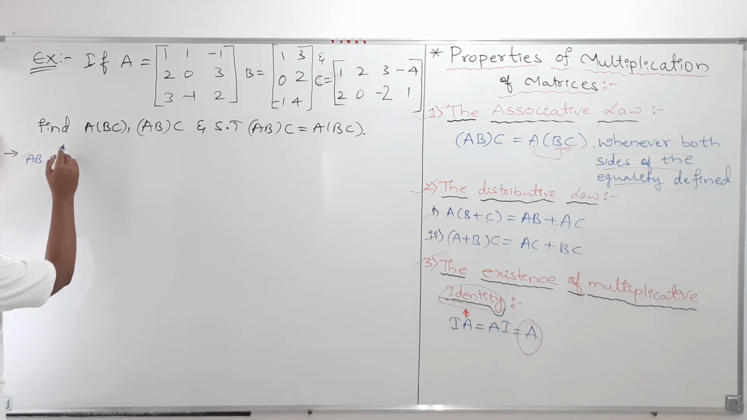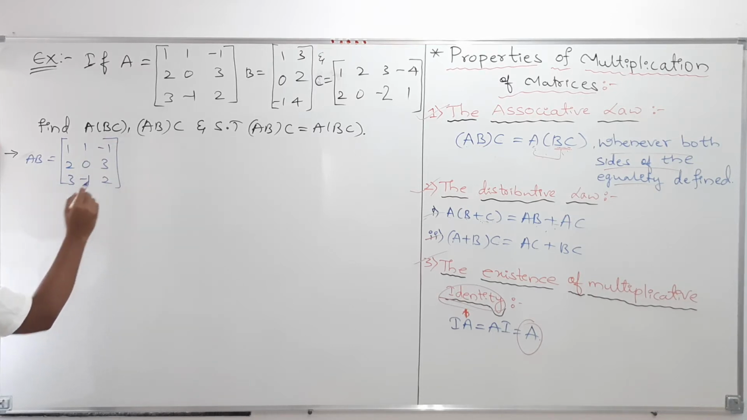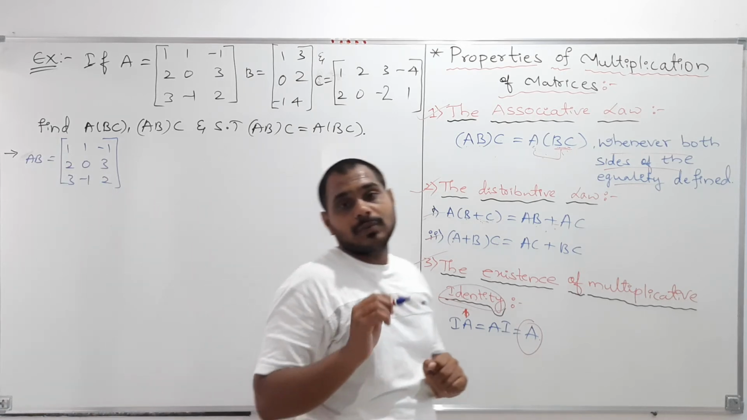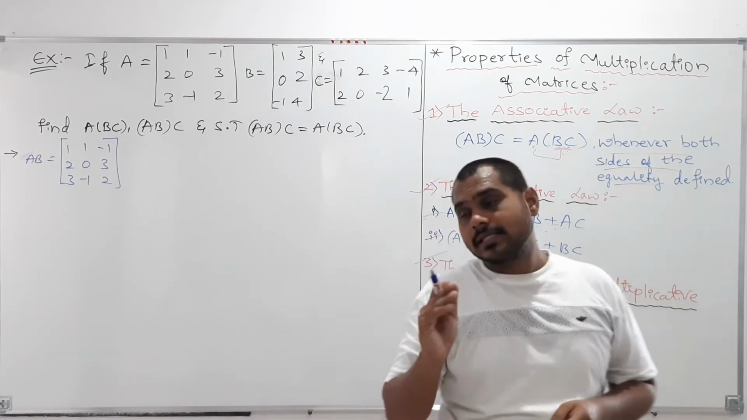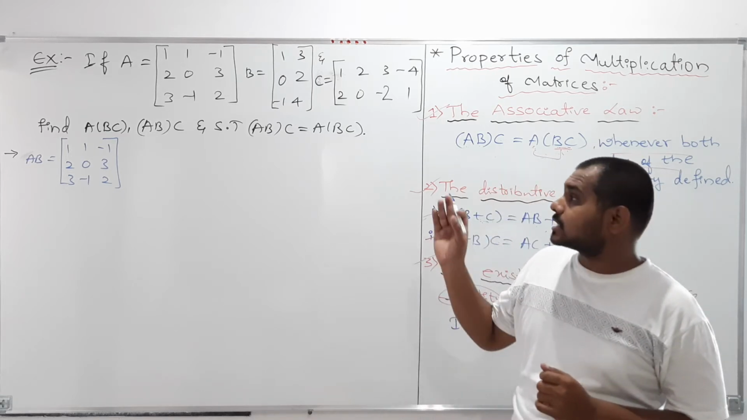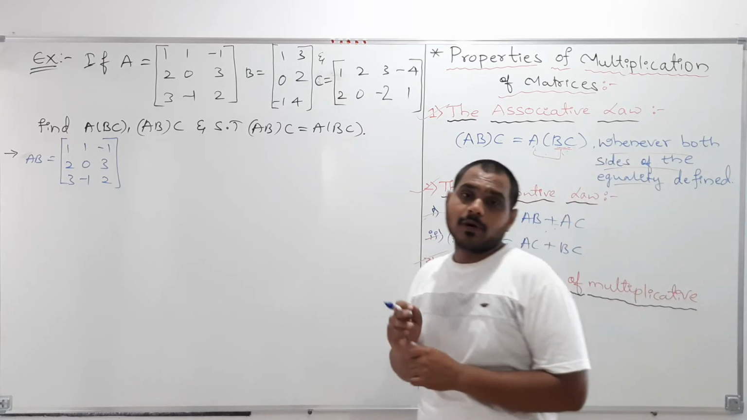AB is equal to, what is A? A is 1, 1, minus 1, 2, 0, 3, 3 minus 1, 2. And please remember, my dear students, such types of questions will be asked for 5 marks in your examinations. So please try to work out such questions. Sometimes they may ask these types of questions; they are very, very important. For 5 marks, they will ask such a question.